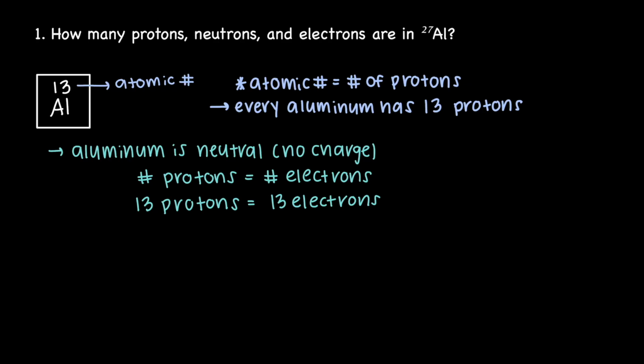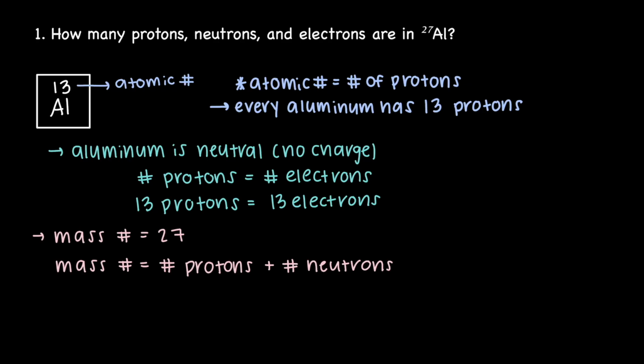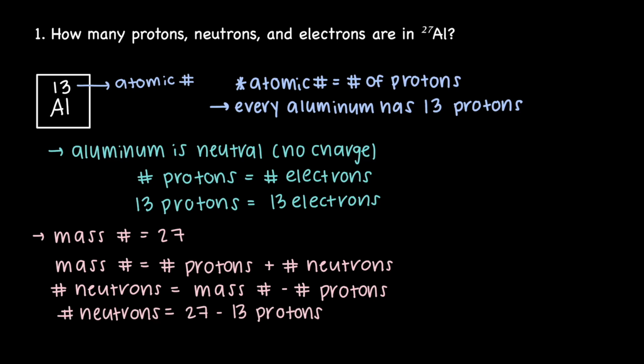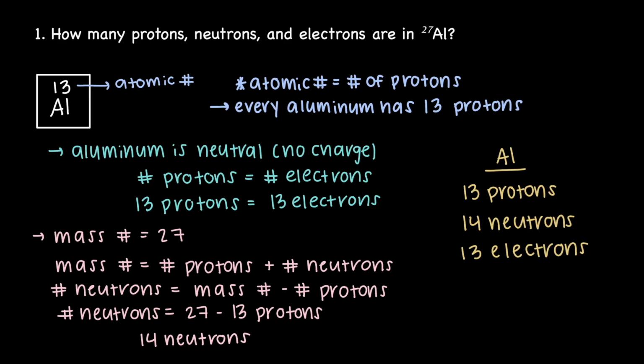Finally, we look at the mass number. The notation aluminum-27 tells us the mass number is 27. Since the mass number is the sum of protons and neutrons, we can find the neutrons by subtracting the proton count from the total mass. 27 minus 13 equals 14 neutrons, so aluminum-27 has 13 protons, 14 neutrons, and 13 electrons.